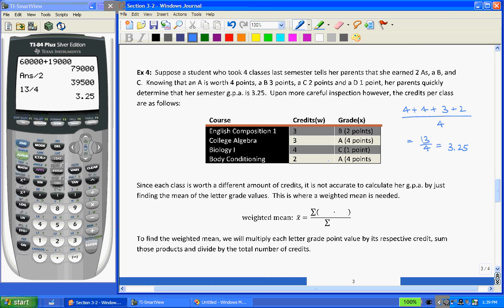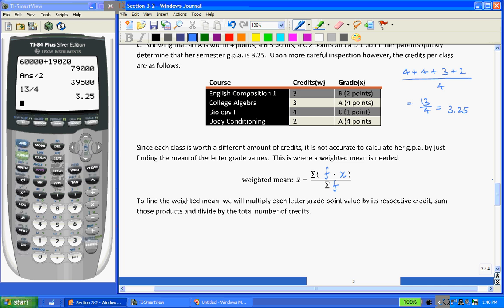So it's still the same notation, x bar, but it's just calculated in a slightly different way. The formula is to take the frequency times the value, the data value, and divide by the sum of the frequency. So we're going to add up each frequency times its value and then divide by the sum of the frequencies. So to find the weighted mean, that's here, we multiply each letter grade point value by its respective credit and then sum those products and divide by the total number of credits.